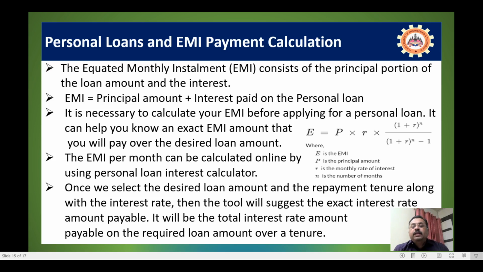Okay. The formula which is being given for that: E, that is the installment amount or EMI that has to be paid, is equal to P into r into (1 plus r) to the power of n, divided by (1 plus r) to the power of n minus 1. Here r is the rate of interest, n is the time period, and P is the principal amount or the loan amount which is being paid.